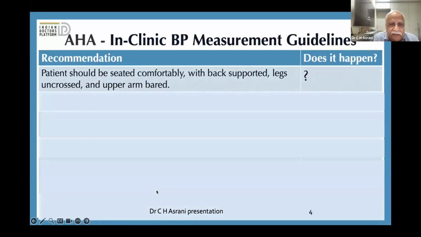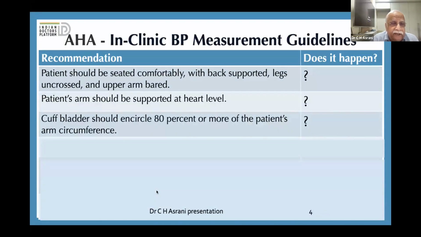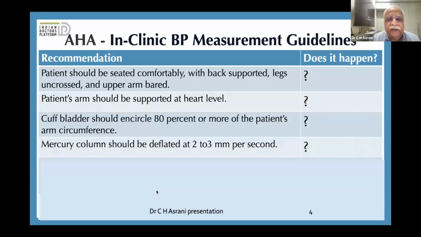I have done all this, but I'll still show you. The patient should be seated comfortably with back supported, legs uncrossed and upper arm bared. I don't do this. How many of you do this? Keep in your mind, the patient's arm should be supported at heart level. You need one more person, either the patient's relative or your assistant. The cuff bladder, not the entire cloth cuff, but the bladder that gets inflated, should encircle 80% or more of the patient's arm circumference. The mercury column should be deflated at 2 to 3 millimeters per second.